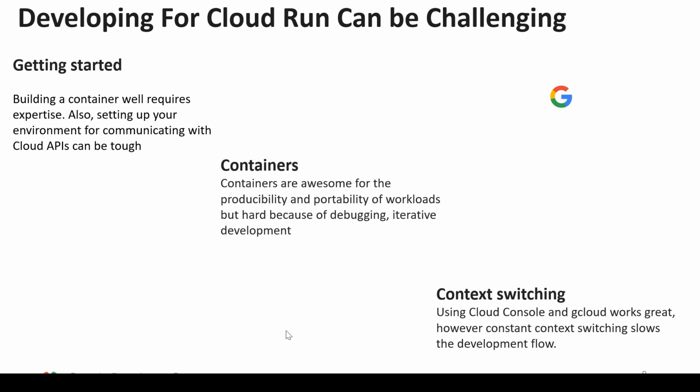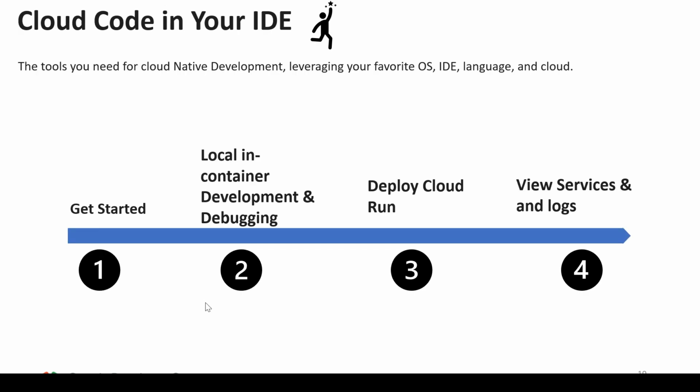Right? So, context switching. Using the Cloud Console and gcloud works great. However, constant context switching slows the development flow. So we will see that. This is what we are going to cover: using the tools you need for cloud native development, leveraging your favorite OS, IDE, language and cloud.